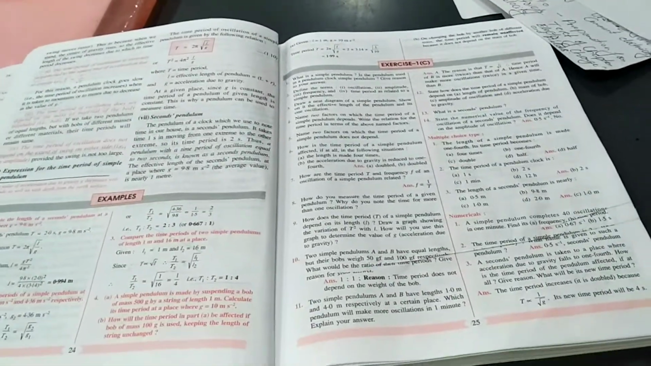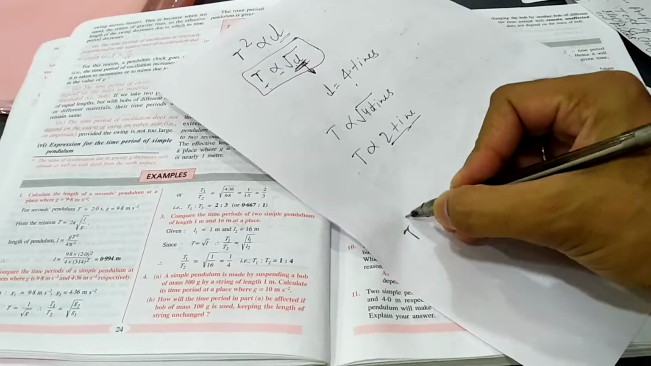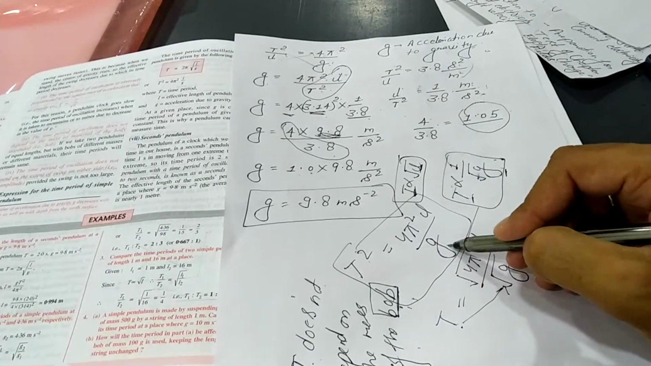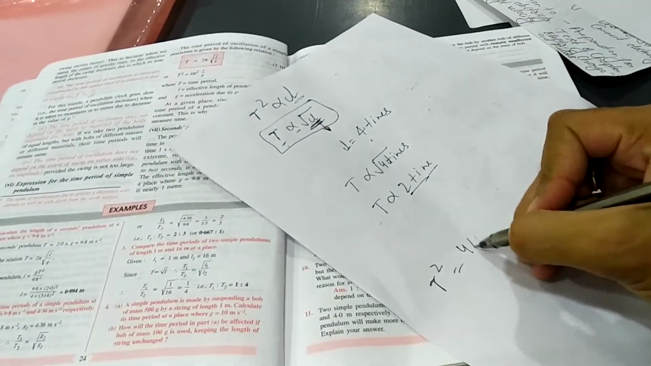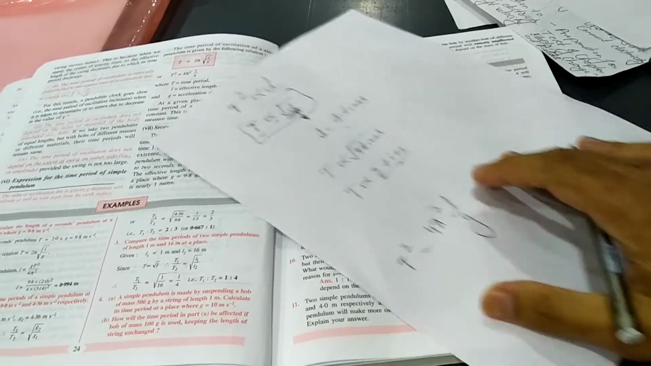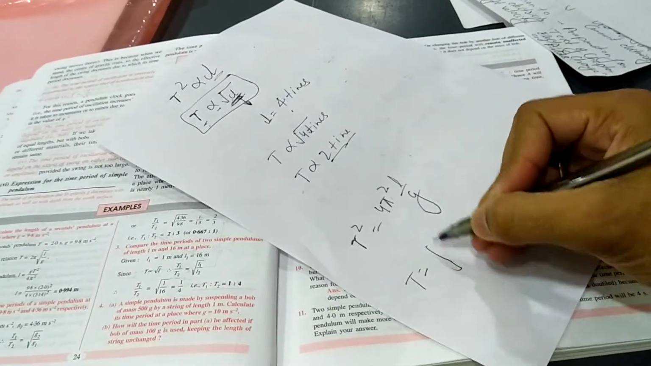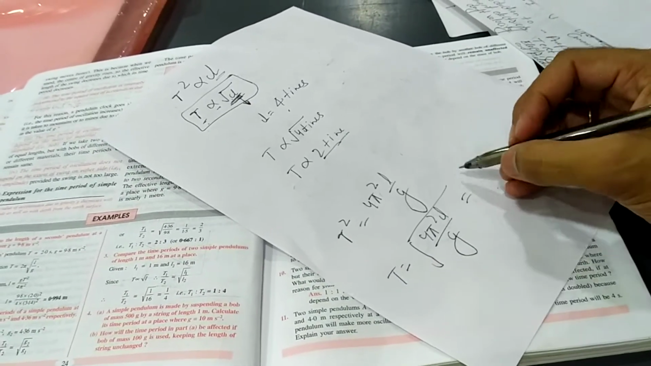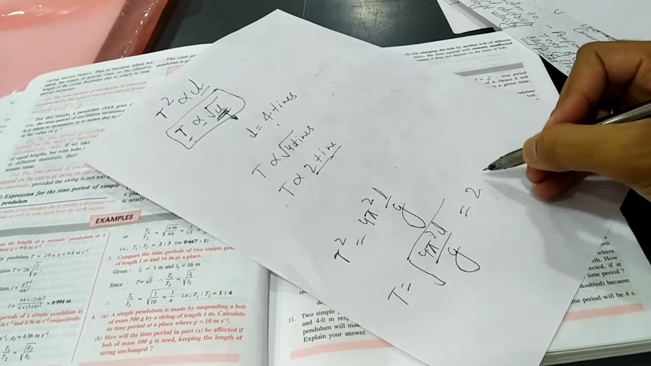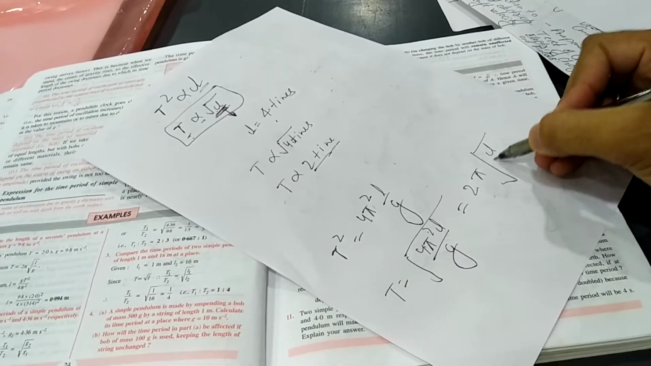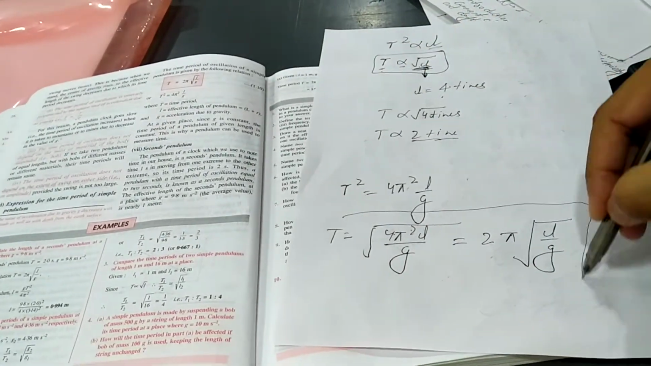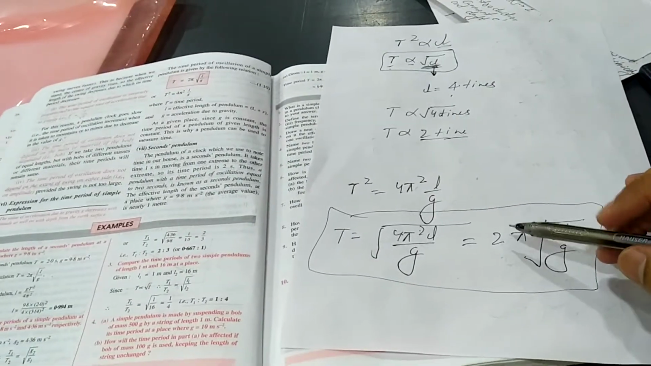They have made this formula using this. I'll make it for you right now. As you know, from here we have made T square is equal to 4 pi square L upon g. If I remove the square, it will become under the root 4 pi square L upon g. Now you know that root of 4 is 2, root of pi square is pi, and then it will come under the root L upon g. So this is the formula to calculate the time period which we will be using in numericals. T is equal to 2 pi under the root L upon g.